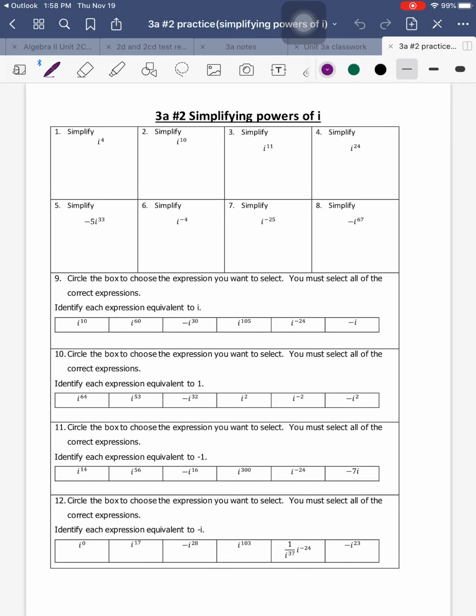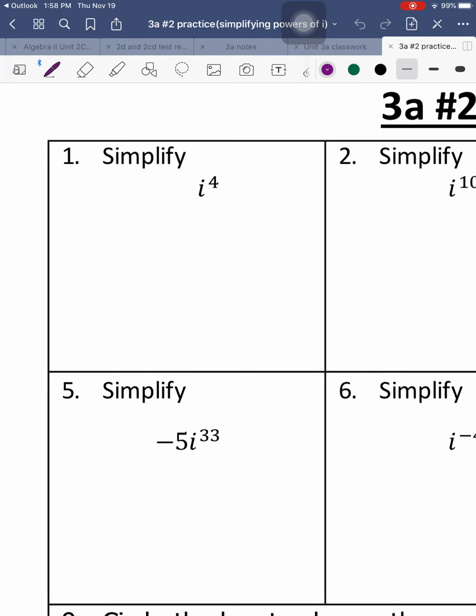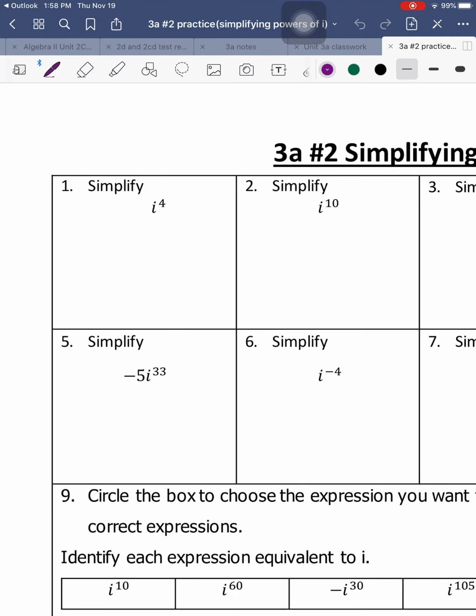All right, so this is 3A number 2, which is simplifying powers of i. Let's get into it. Before I get further into this, let's just think about this. Anytime, i is equivalent to the square root of negative 1. So if you square it on the left side, you square it on the right side, you hopefully will see that the square root and square are opposite operations, which would simplify out. So i squared is equivalent to negative 1.